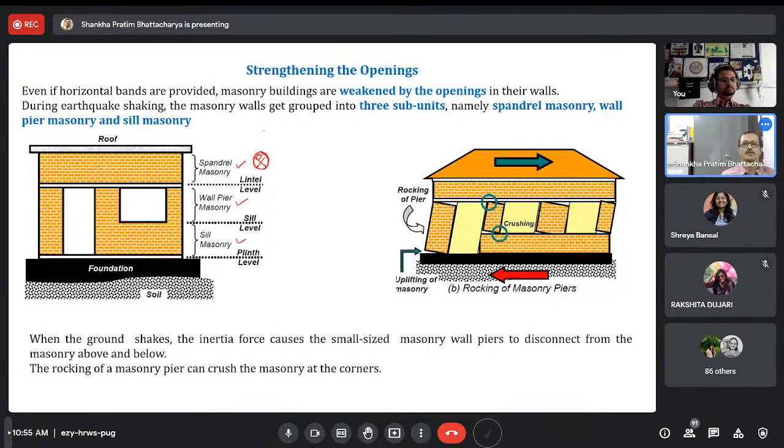Again, the protection means you have to delay the failure. So you can do one thing. Suppose this is your spandrel section, I'm drawing the section. Even if the building is already constructed, you can reinforce it. You can drill a hole, put one bar in that hole and grout it, maybe at a 1.5 meter interval.